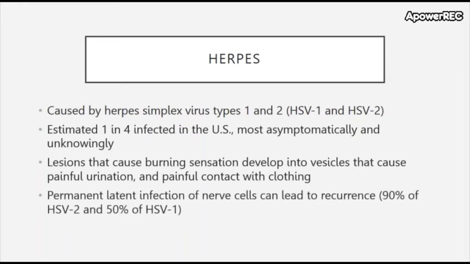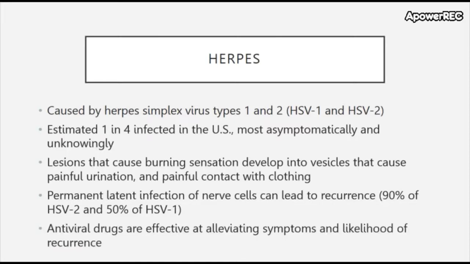It does have a permanent latent infection. If you think back, this is kind of like chickenpox. Chickenpox has a latent infection that can reoccur as shingles. Well, the same can occur with HSV. Recurrence happens in about 90% of people with HSV-2 and about 50% of people with HSV-1. There are antiviral drugs on the market that do not cure herpes, but can alleviate the symptoms and likelihood of recurrence.